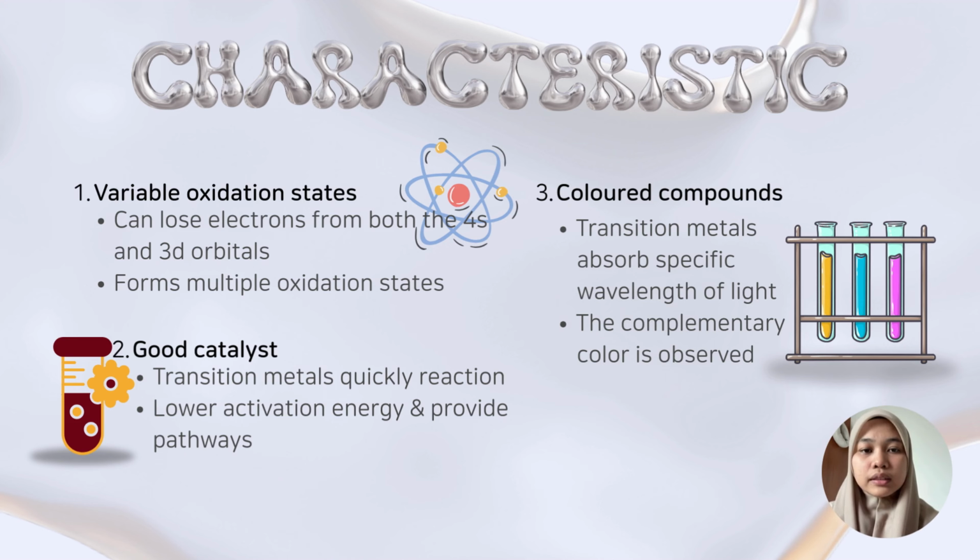Secondly, transition metals are great catalysts. A catalyst speeds up a reaction without being consumed, and transition metals do this by providing an alternative reaction pathway that lowers the activation energy. Lastly, transition metals form colored compounds. This is due to the unique ability of their electrons in the d orbitals to absorb specific wavelengths of light, creating the wide array of colors seen in many metal compounds.